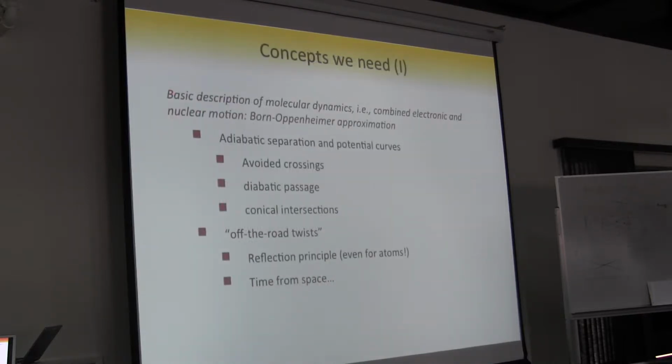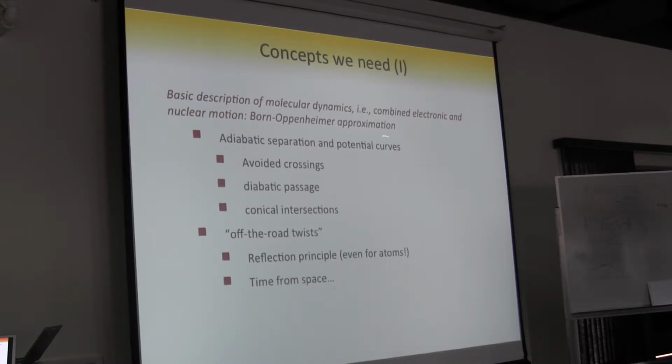Okay, so what concepts do we need to realize that? Essentially, we need two kinds of concepts. We need to address the aspect of the atomic motion, how the atoms move, and we need to address the aspect of the electronic dynamics, the excitation. So the first part of the lecture today addresses the atomic part, the nuclear motion.